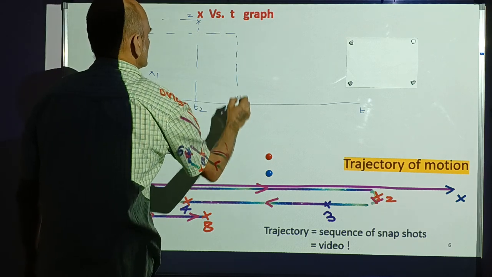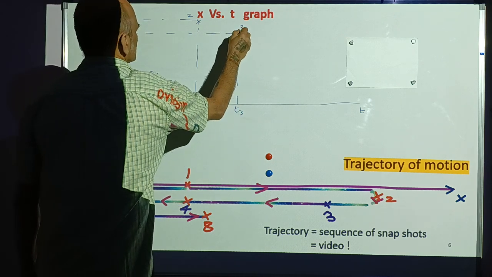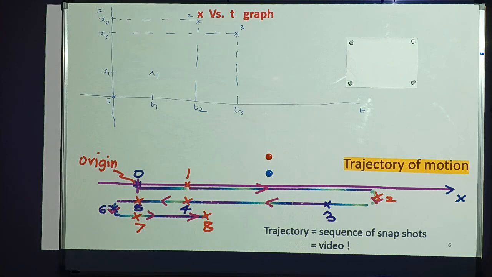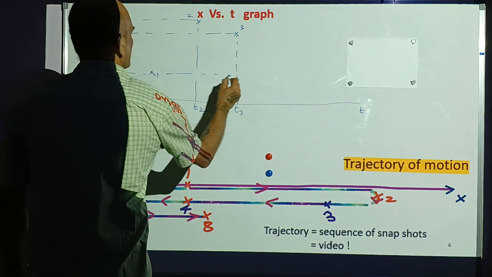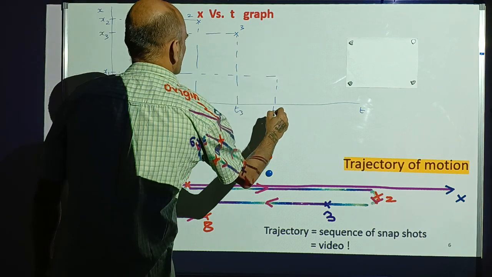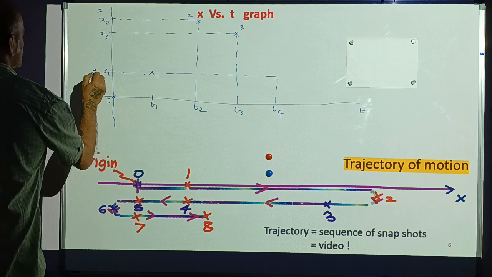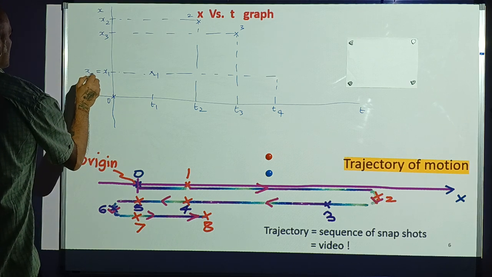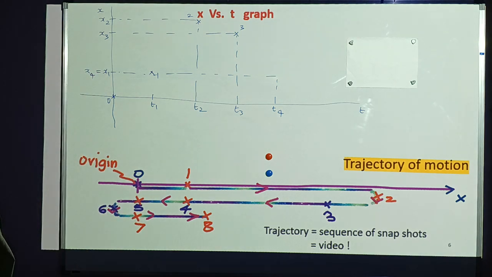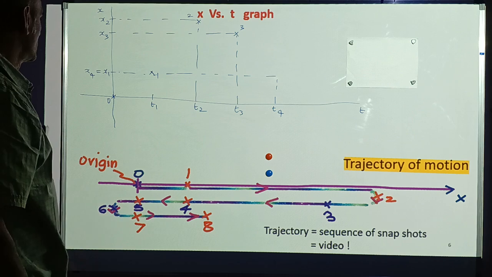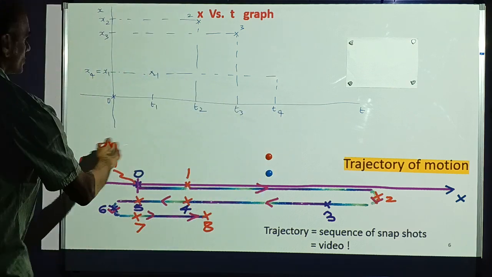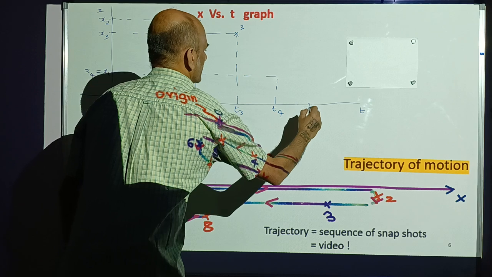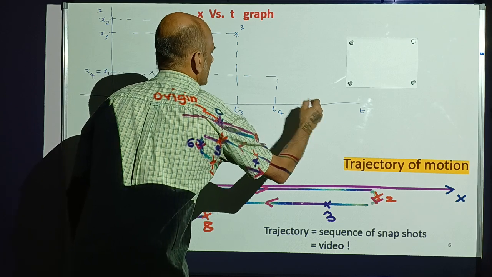This is t3, so this is the third point. Fourth point, x4 is same as x1. So this is at time t4. x4 is same as x1 for this example motion. And at x5, it's at the origin. x5 is same as the origin. So time t5, this is the fifth point.